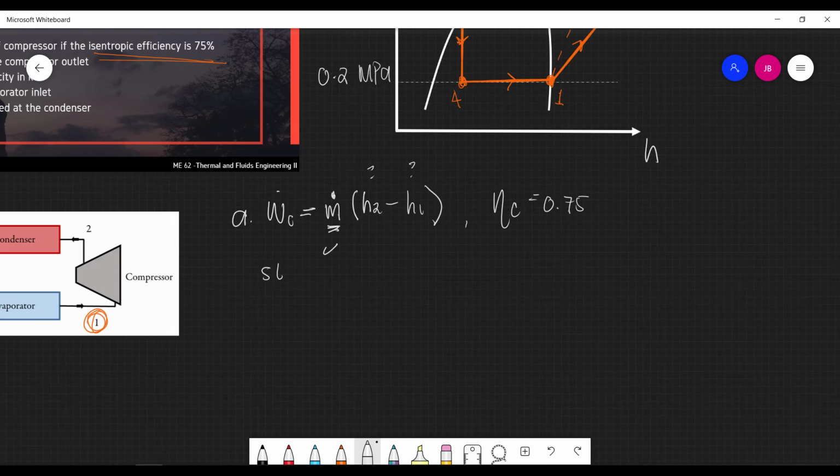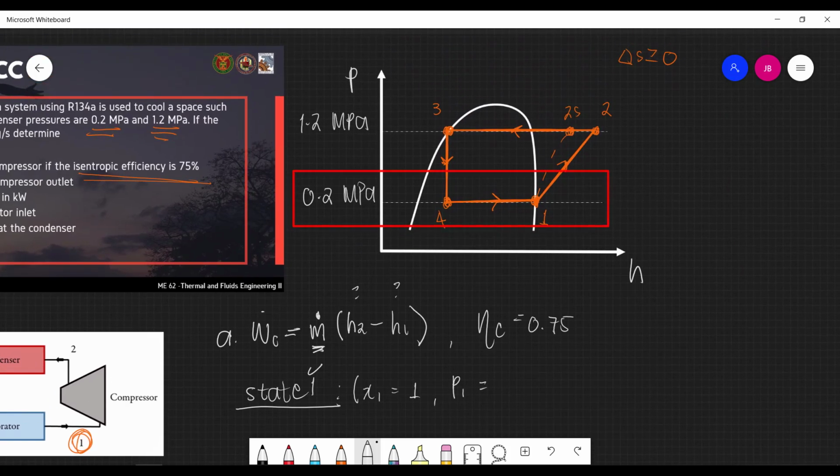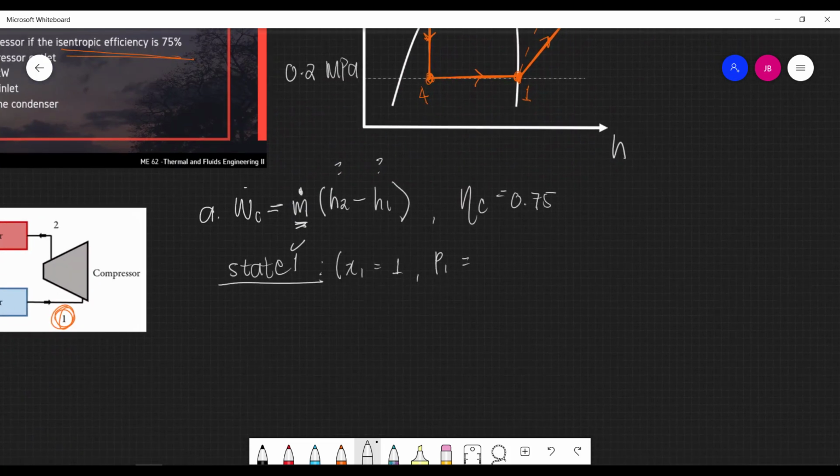So anong alam natin sa state 1? We know na ang quality dito, x1 ay equal sa 1 dahil ito ay isang saturated vapor. At ang P1 natin according sa ating pH diagram ay 0.2 megapascals.